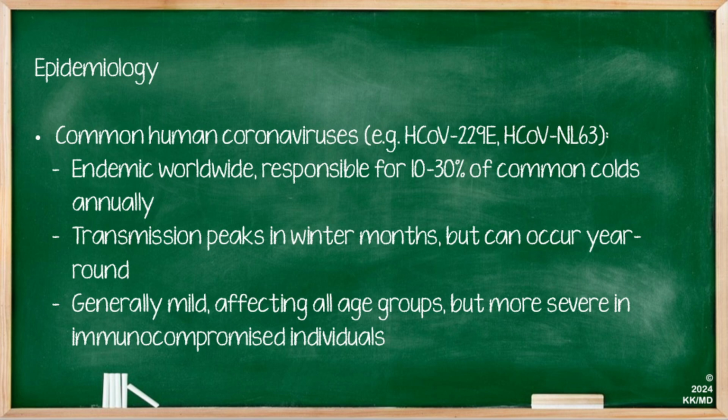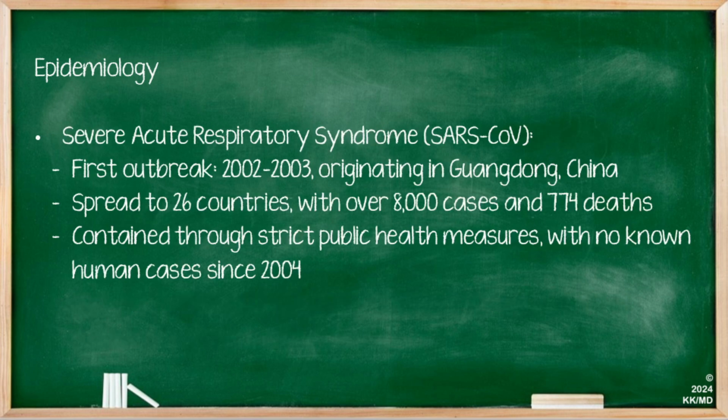As for the epidemiology, the common human coronaviruses are endemic worldwide. They're responsible for about 10 to 30% of common colds annually. Transmission peaks in winter months, but can occur year-round. Generally, they cause mild symptoms affecting all age ranges, but of course, these tend to be more severe in those individuals who are immunocompromised. The severe form of this can actually cause severe acute respiratory syndrome.